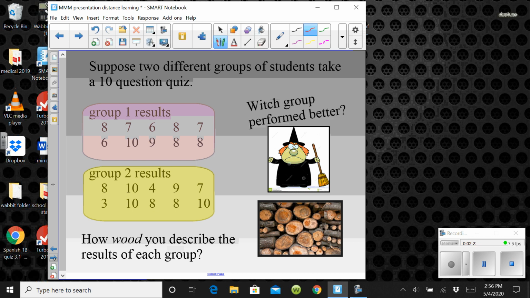This is a little confusing because there's 10 students and they took a 10-question quiz. Here's the first group of students, 10 of them, and they did the quiz. And here's a second group of 10 students, and they took the 10-point quiz. Get it? Which group did better? Group 1 or group 2?